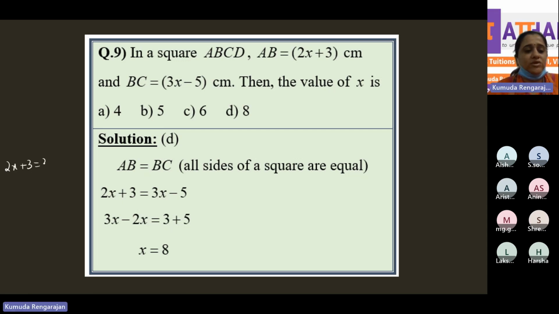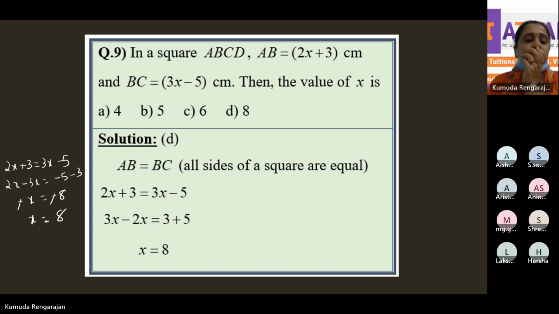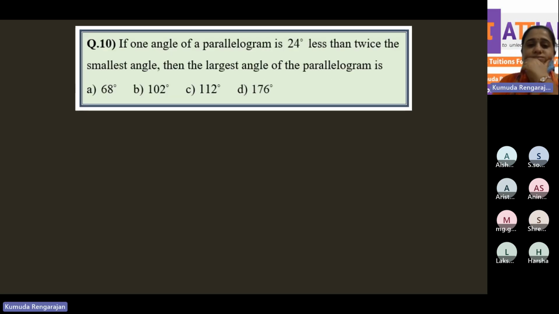2x plus 3 is equal to 3x minus 5. So 2x minus 3x is equal to minus 5 minus 3. So minus x is equal to minus 8. Minus gets cancelled on both the sides. x is equal to 8. So the value of x is 8.